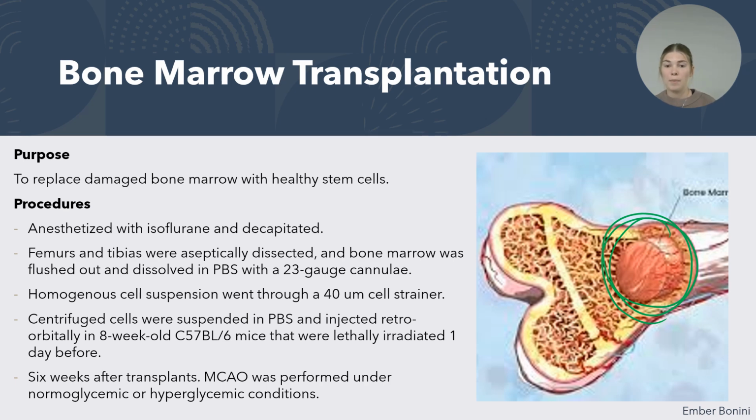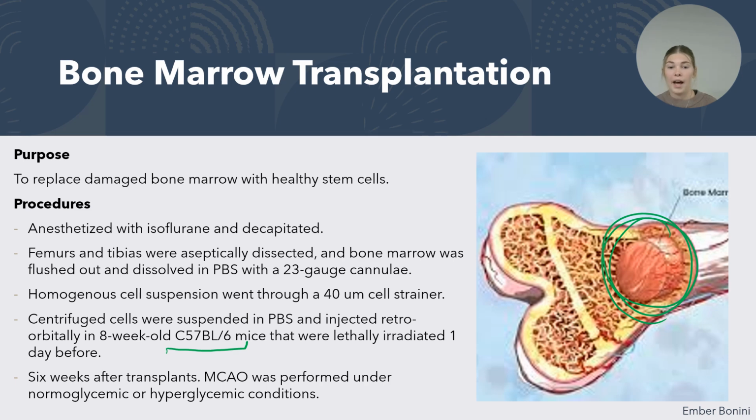Why they're using the PBS solution for both types of solution that they're going through is just to keep it as simple and constant as they can. So that way there aren't any errors or any different factors going into it. And then from here, they're going to be injected retroorbitally into 8-week-old, and then again, we see our C57BL/6 mice. And then those are lethally irradiated 1 day before they go through this retroorbital injection.